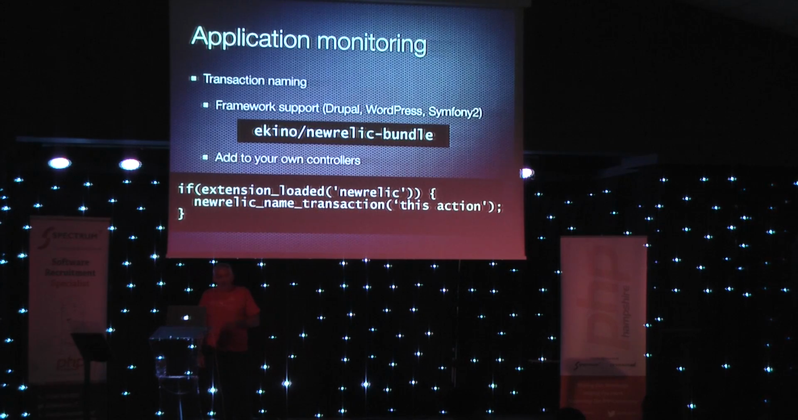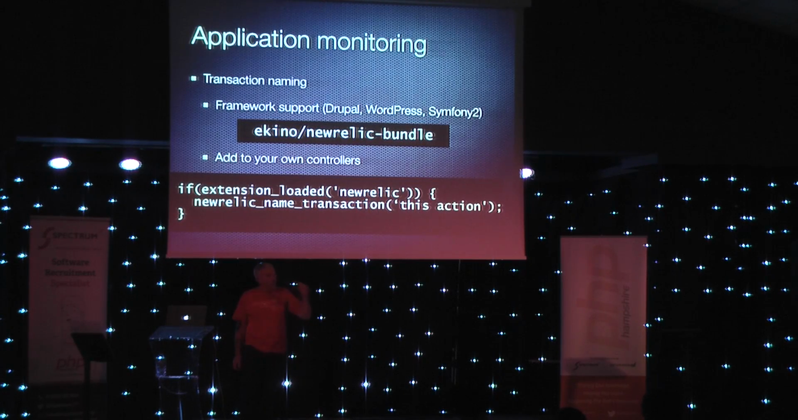If you're writing your own code and you're not using a framework, or you're working outside of the supported areas of the framework, then into your controller, what you can do is add in a simple function call. Test to make sure the New Relic extension exists, and then call this function, newrelic_name_transaction. And essentially what that does is identify to New Relic that everything that happens after that point in the code processing belongs to that transaction.